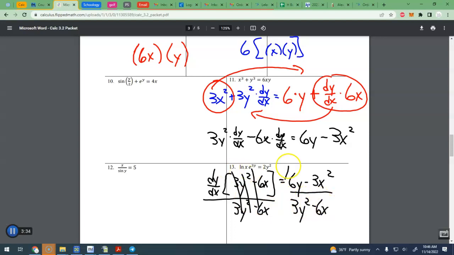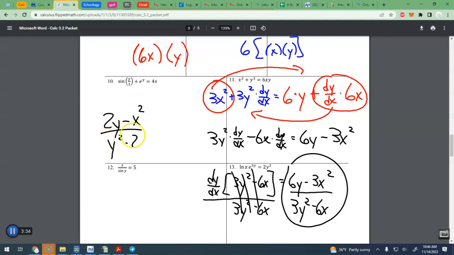Those will cancel, and this will be your answer. And then you might have divided everything by 3. So I might have said 2y minus x squared over y squared minus 2x. But those are the same. That's okay. Good.